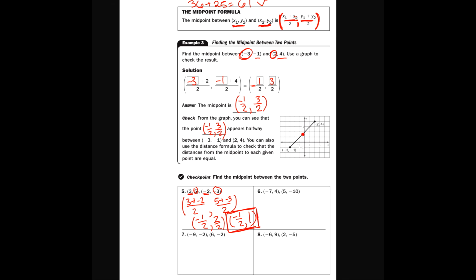Try number 6. So I add my x's, negative 7 plus 5, divide by 2, and add my y's, 4 plus negative 10, divide by 2. So that gives me negative 2 over 2 and negative 6 over 2, which reduces to negative 1 and negative 3. And that is my midpoint. Easy peasy. Go ahead and try 7 and 8 on your own.